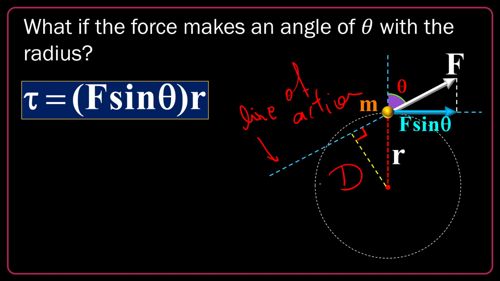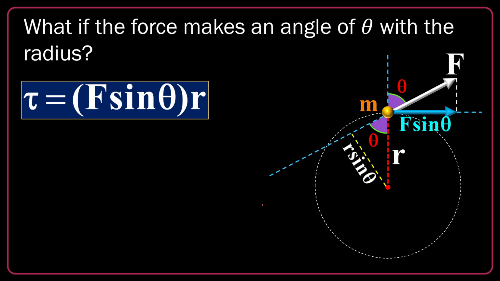How to find it? It's very easy. You know this angle also is theta, okay? So in this triangle, D is the opposite side of theta, and so it's hypotenuse times sine of theta again. So D is R sine of theta, okay? This is the effective distance. The component of the distance perpendicular to the line of action of the force.